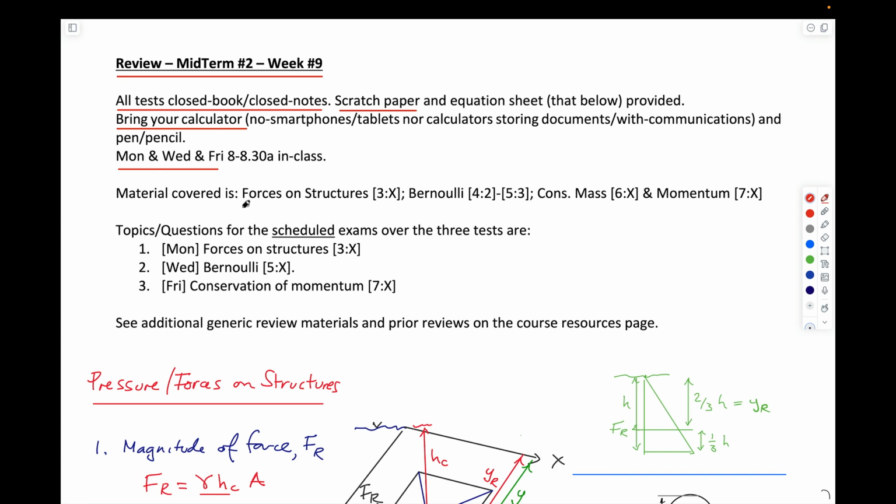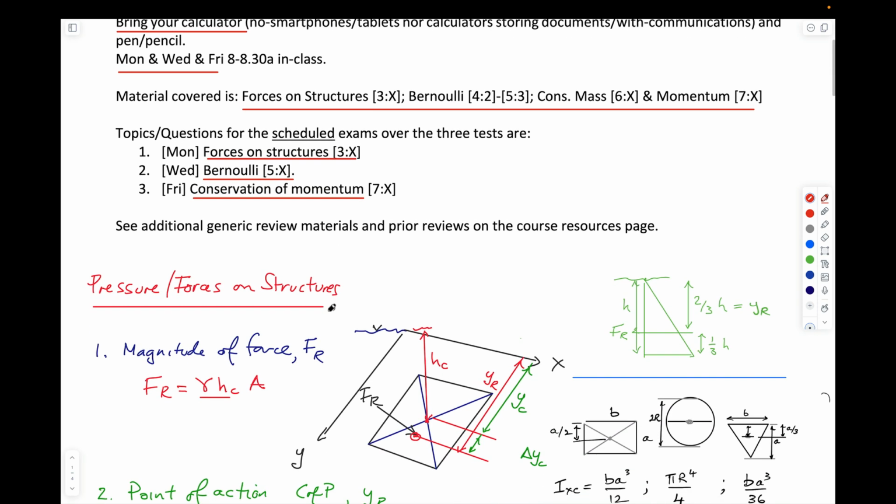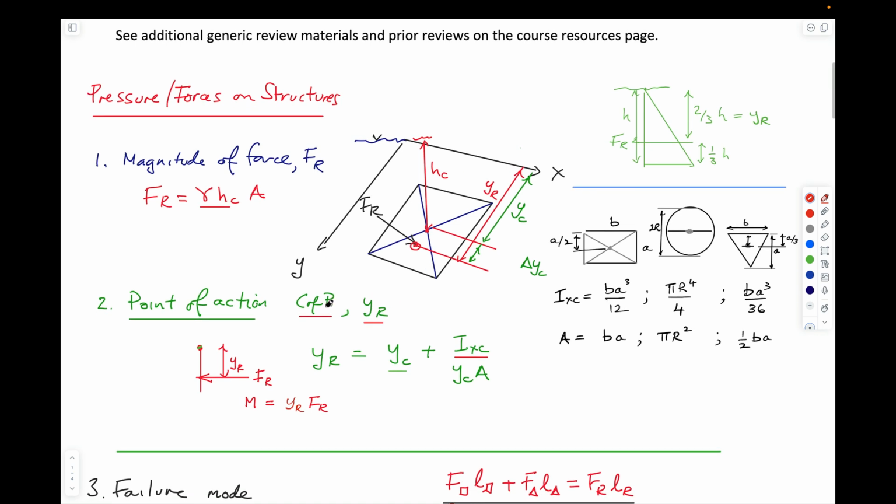earlier. The material covered is the stuff between weeks 3 and 7, so it covers force on structures, it covers Bernoulli in weeks 4 and 5, it covers conservation of mass and conservation of momentum. And so the individual components are, on Monday is chapter 3 essentially, forces on structures and mechanisms by which things fail or rotate. The Wednesday one is Bernoulli, essentially things that we covered in week 5, not rotational Bernoulli, but just linear Bernoulli. And on the Friday, conservation of momentum, which is also actually conservation of linear momentum, not rotational momentum. So you can decide based on those what you should look at.